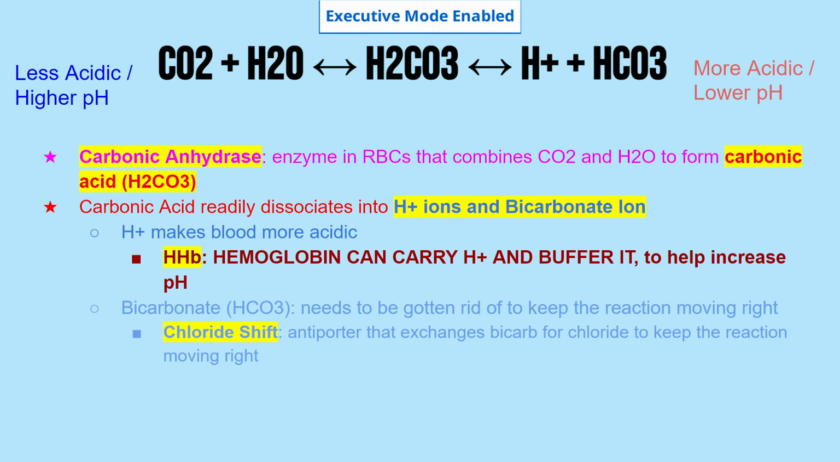However, hemoglobin can carry this H+ and buffer it to help increase the pH, or make it more basic, so then we can drive the equation further to the right, if that makes sense. So HB comes and picks up those H's, so then we're increasing pH and can keep forming more carbonic acid when we have a lot of carbon dioxide to use up.